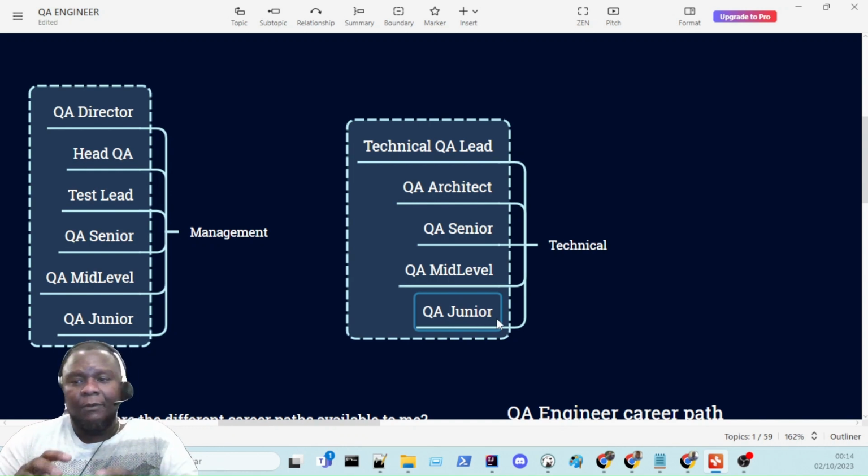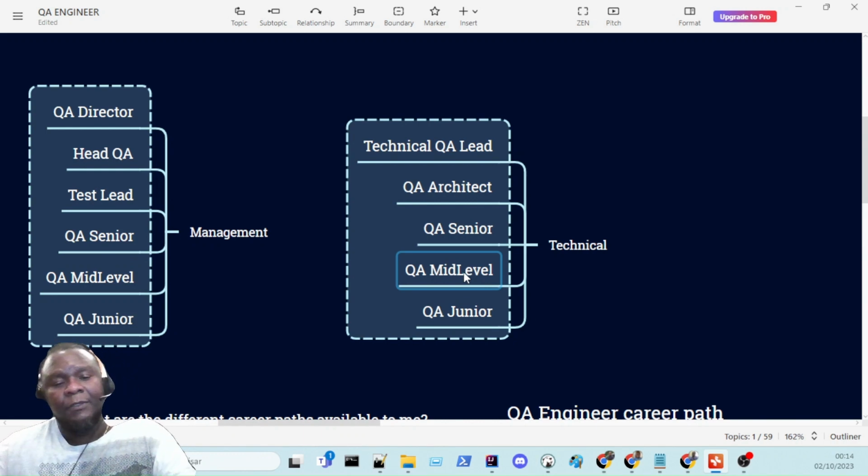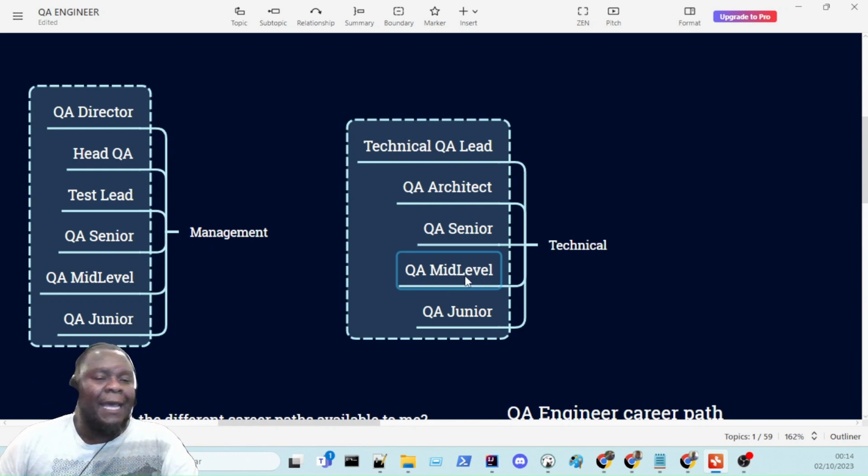Sometimes you work with manual testing and coding together, and you have the same path here as in management at QA, mid-level, but you are working with coding, right? This here just adds the coding. You work with manual and coding together, and then you just go on to become a QA senior.